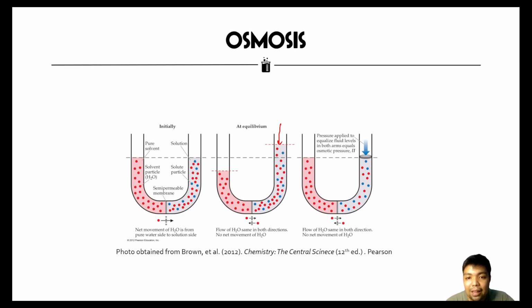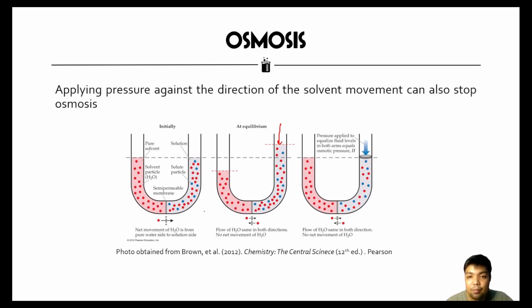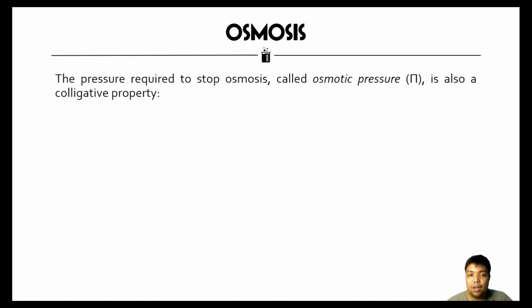You can do that by applying an external pressure against the direction of the solvent movement. Since the solvent movement is going to the right side, your external pressure should be applied on the left. That minimum pressure required to stop osmosis is what we call osmotic pressure. And osmotic pressure, just like your vapor pressure, your boiling point, and your melting point, is also a colligative property of a solution.